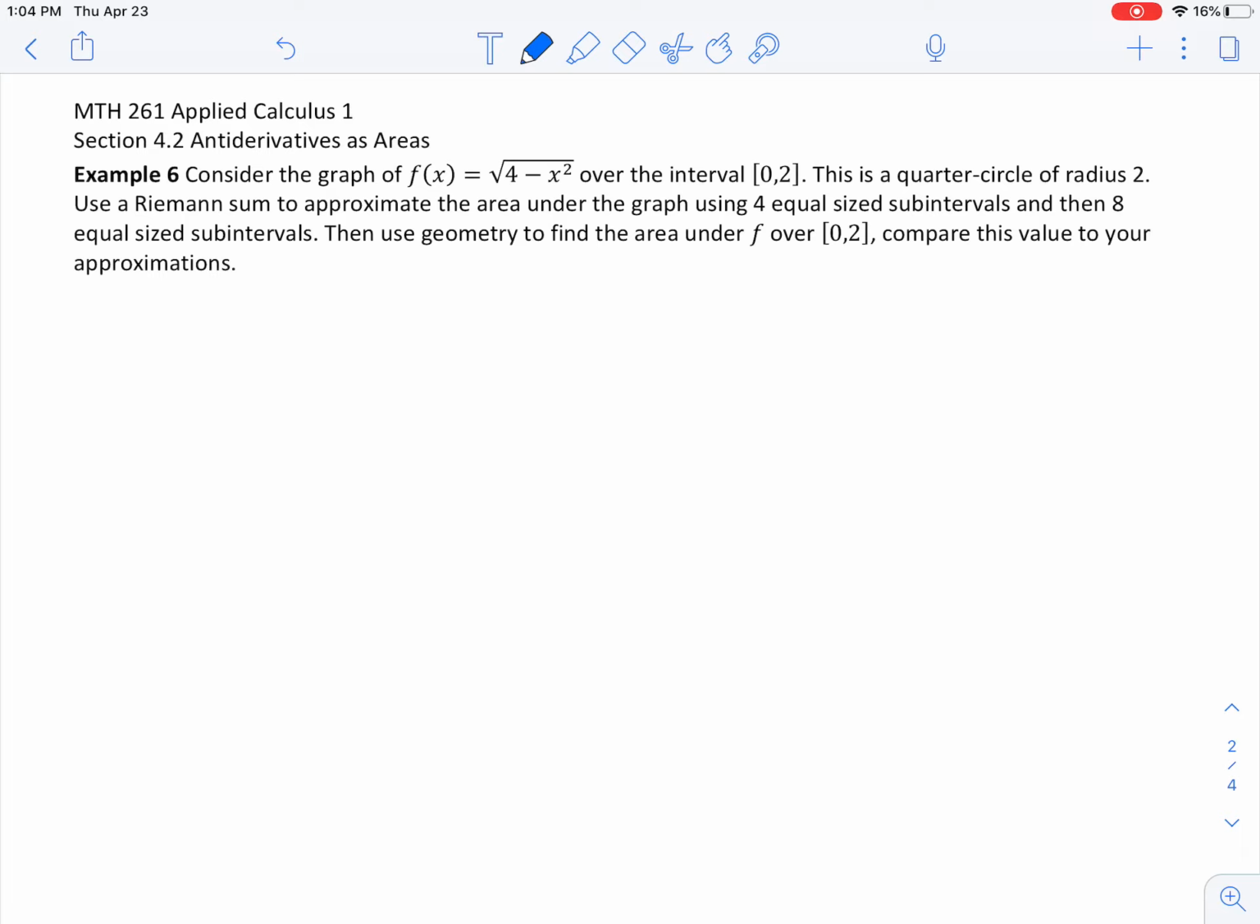Okay, let's do number 6 and number 7. I just have 2 examples, but for number 6, we're going to do 3 different parts. So let's take a look. Number 6, consider the graph of f of x equals the square root of 4 minus x squared over the interval 0 to 2. This is a quarter circle of radius 2. I want you to use a Riemann sum to approximate the area under the graph using 4 equal sized sub-intervals. All right, that's what we're going to do first.